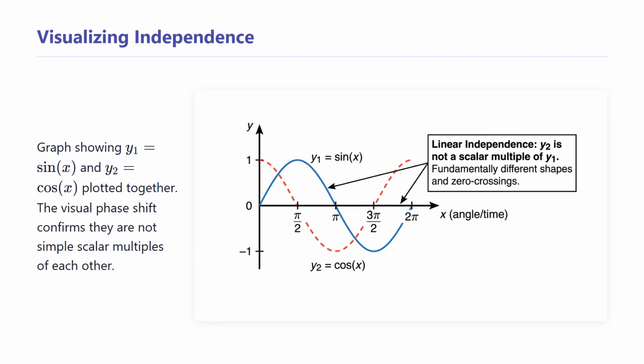You cannot simply stretch or shrink the blue curve vertically to make it perfectly match the red curve. Because one is not a scalar multiple of the other, they are fundamentally different shapes in this context. This visual phase shift perfectly aligns with our Wronskian calculation of negative 1. Together, they form a complete basis to describe any wave.